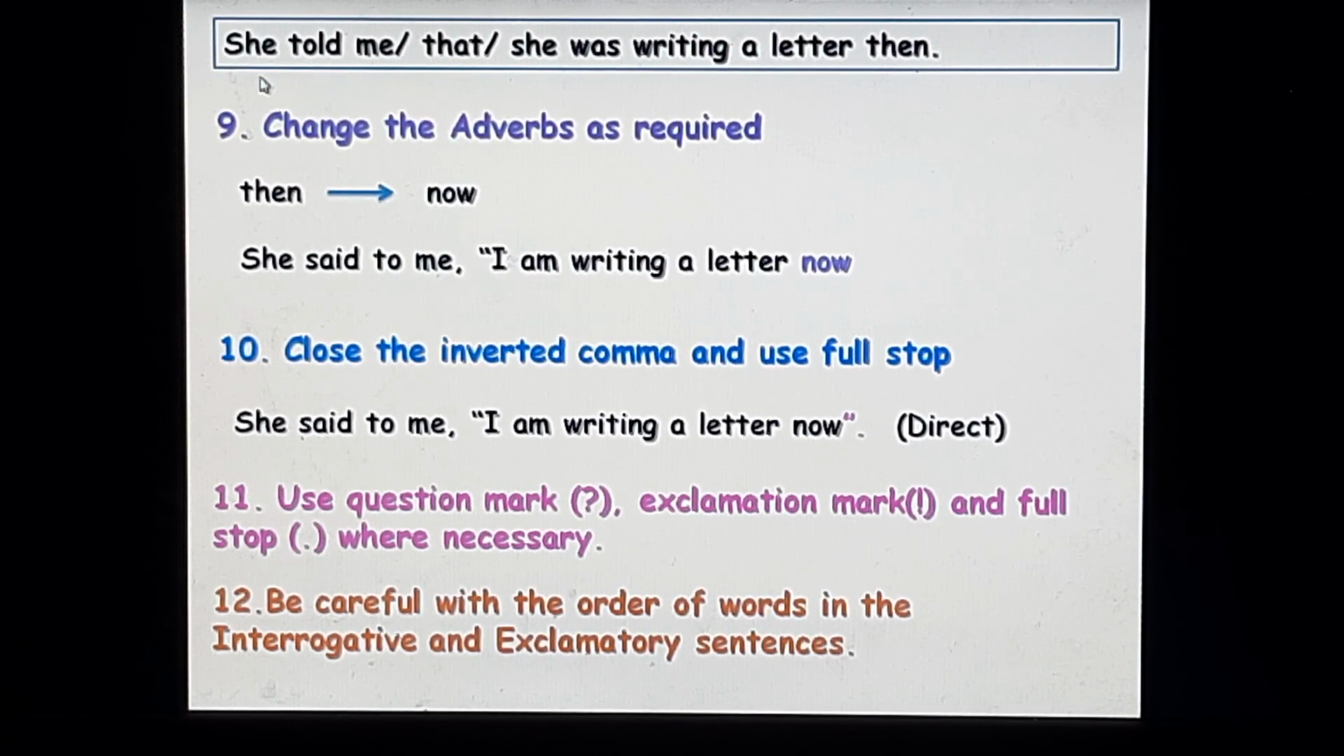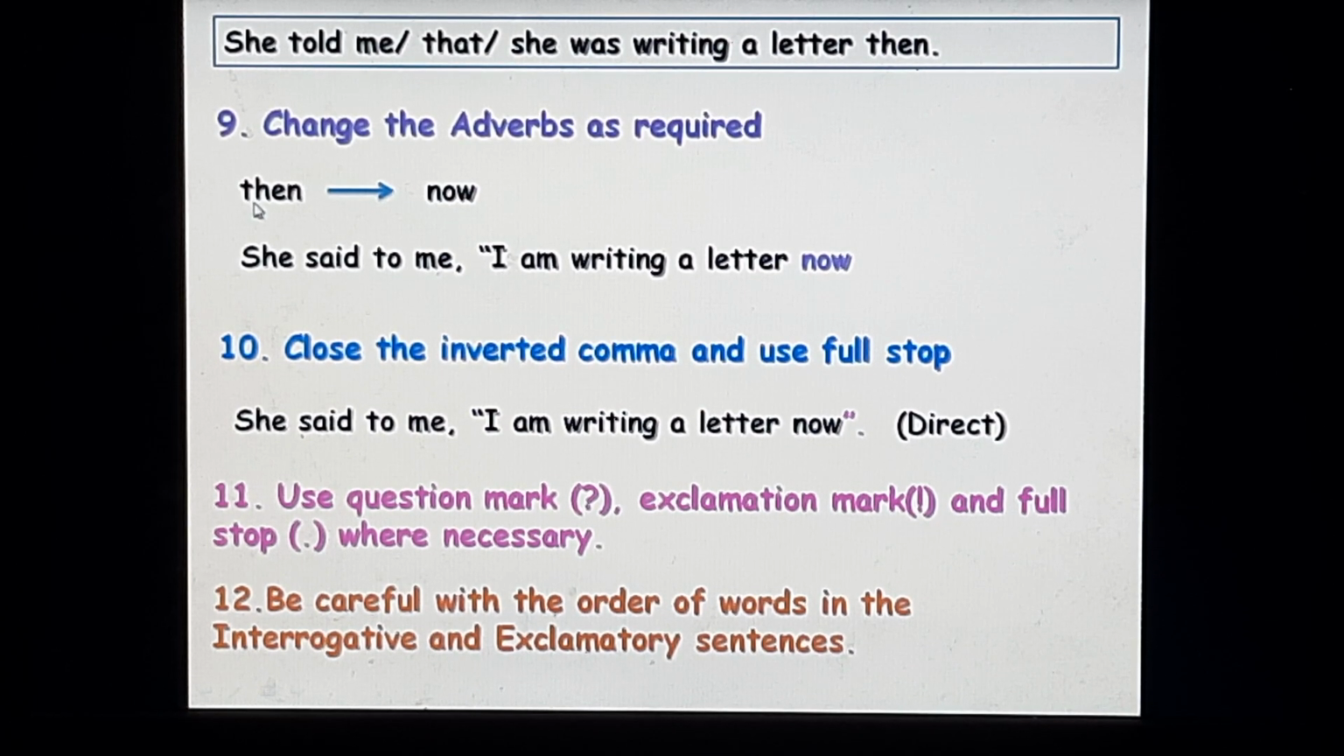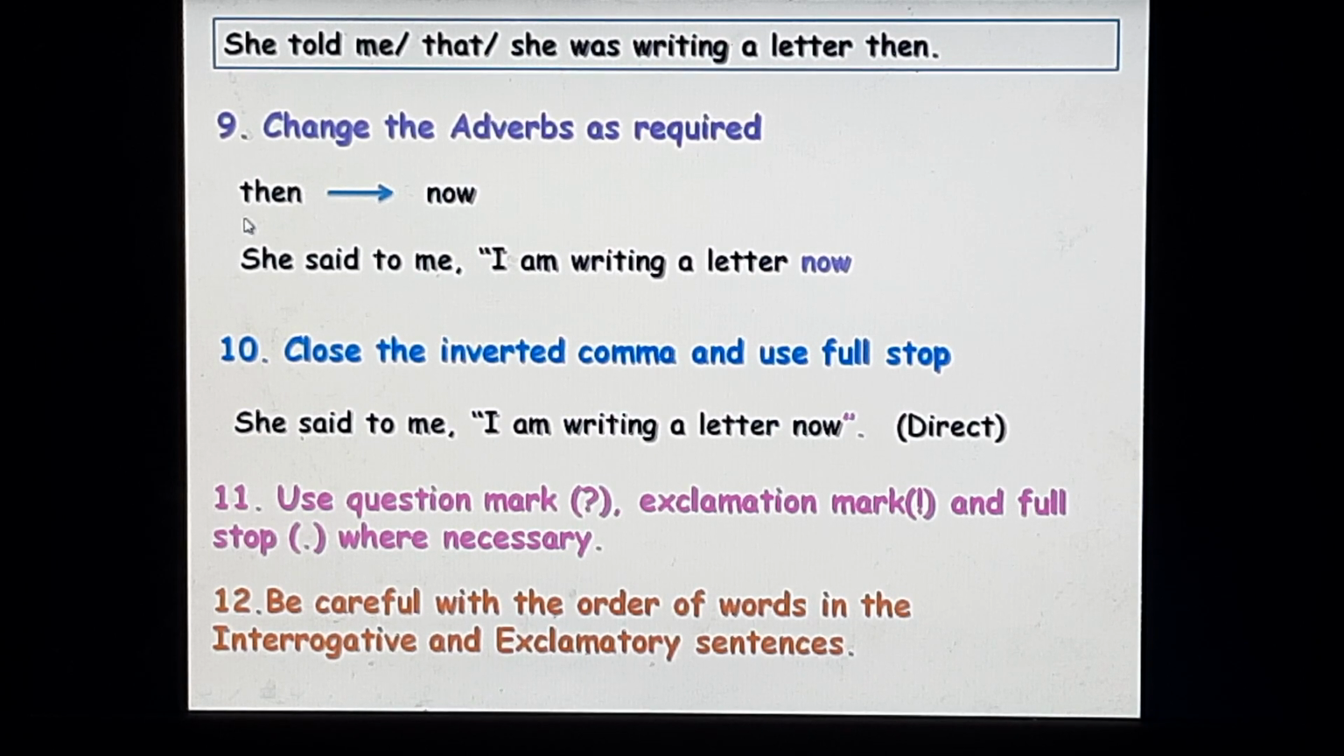So far it is she said to me, I am writing a letter. And then you have an adverb. Then. So then change the adverb as required. Then will change into now. So she said to me, comma, open inverted commas, I am writing a letter now.